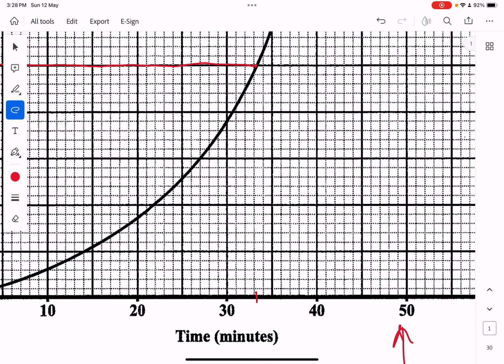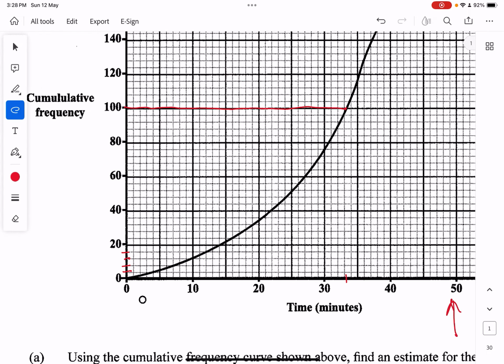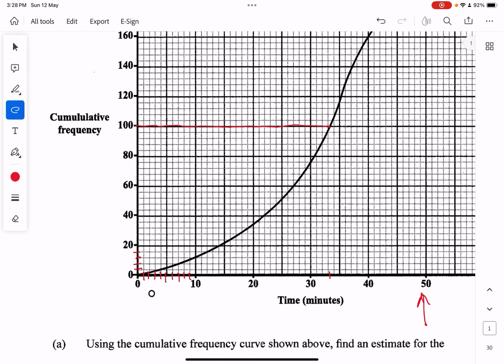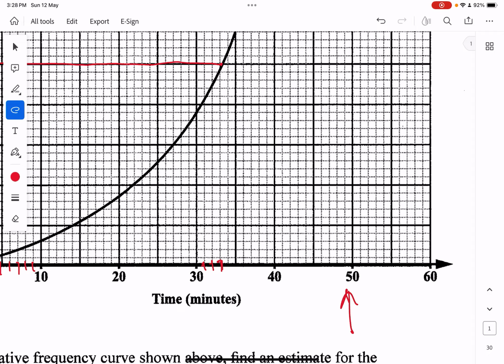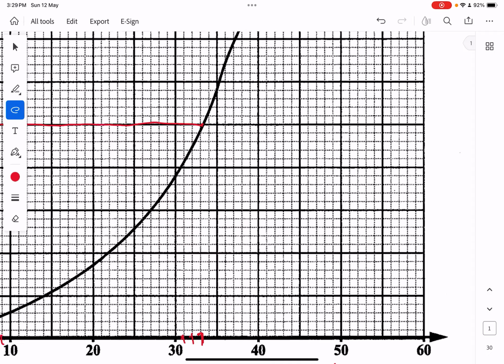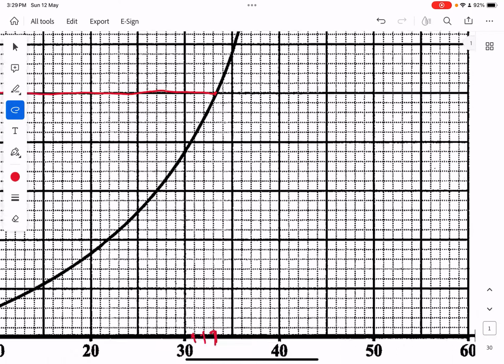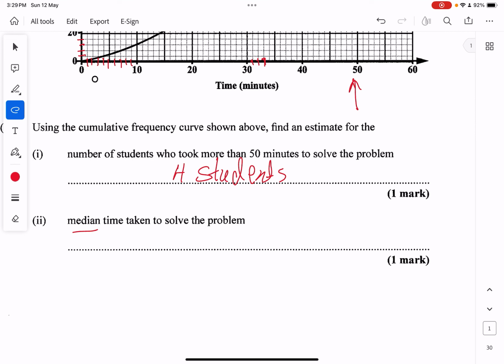Alright, let's look at the scale for the bottom here, right? We have 2 cm representing 10 units on the x-axis scale. So that means that each one of these lines here represents 1 unit. So 1, 2, 3, 4, 5, 6, 7, 8, 9, and 10. So it means that if this is 30, this is 31, here is going to be 32, this line is going to be 33. So I'm going to say about 33.5 minutes.